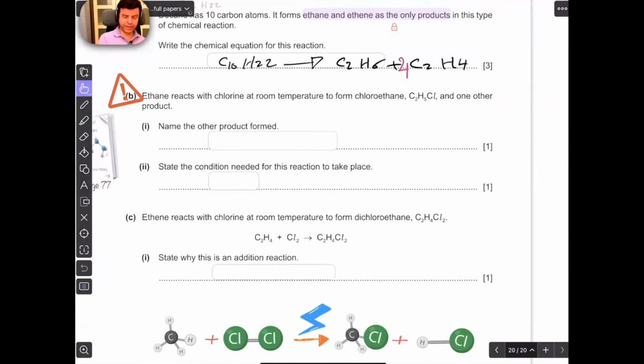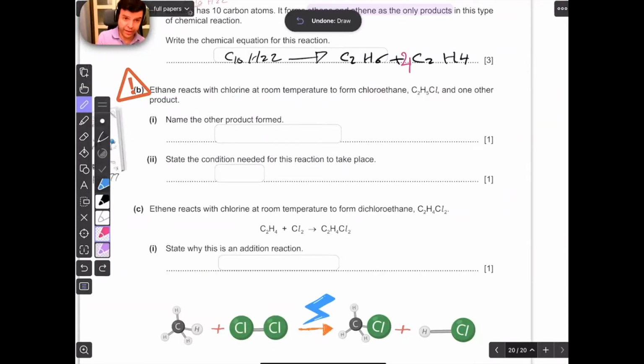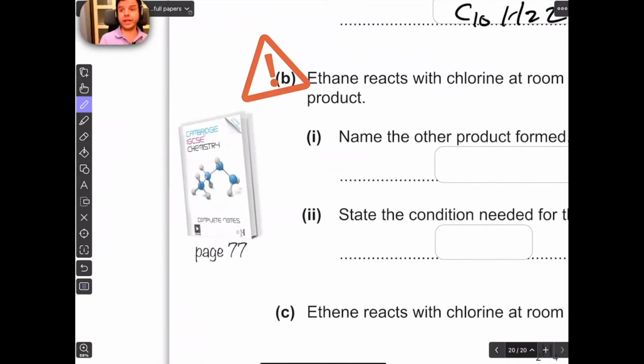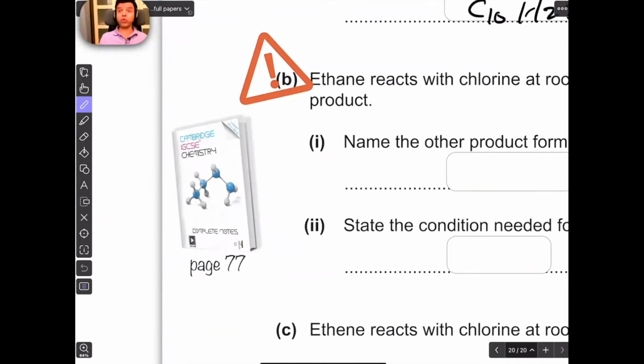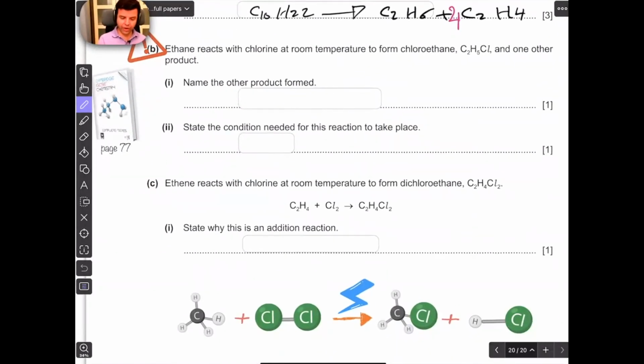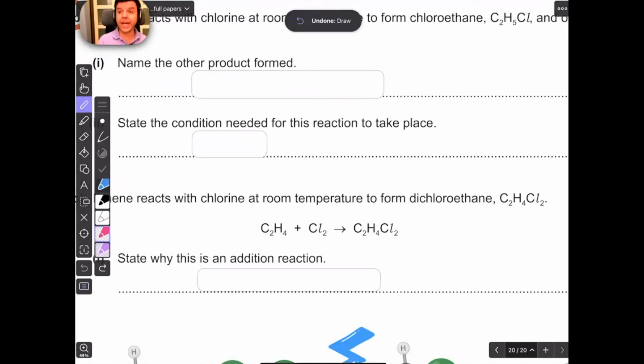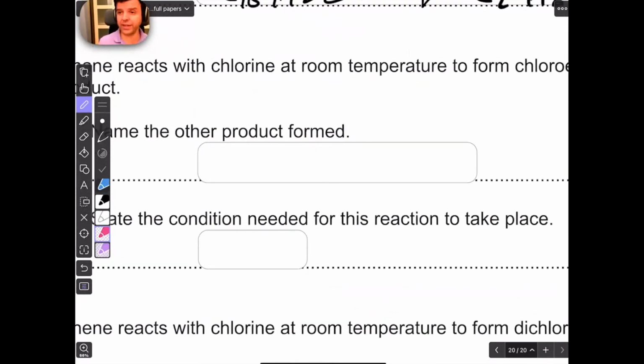They said, name the other product formed. Now, take a look. They said ethane reacts with chlorine at room temperature to form chloroethane. This substitution reaction has been in every single exam paper, so please study that on page 77. Again, name the other product. When you react an alkane with chlorine, you do get chloroalkane, right? But what would be the name of the other product in this case?